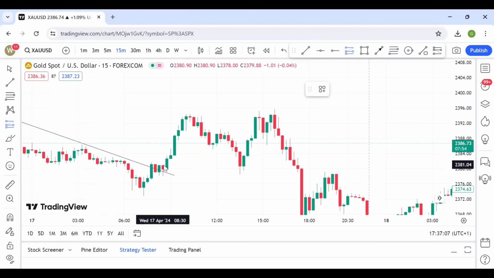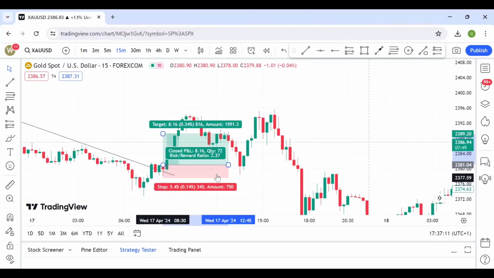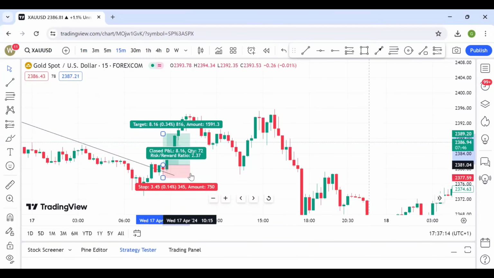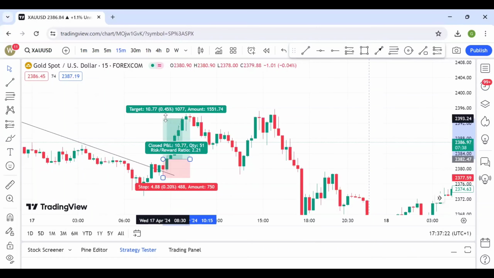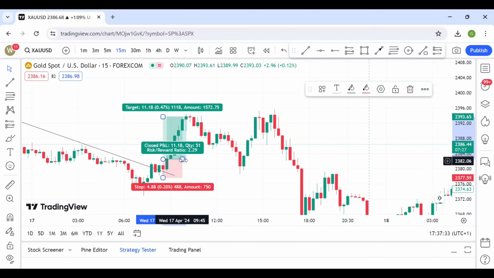Let's say you enter with this hammer. We now place your stop loss below the wick of that particular hammer. Something like this. At the closure of the second candle, you enter. Then to the point where you started rejecting from, you can see a risk reward of 1:2.29. If you are risking $100, you are getting $229.